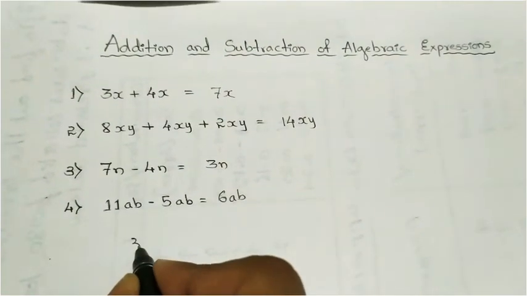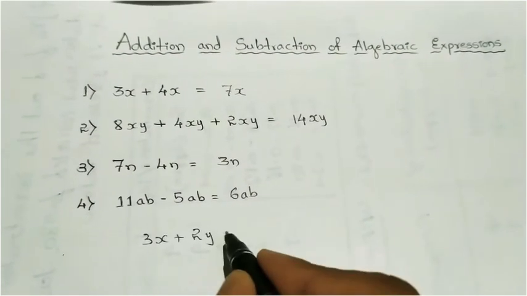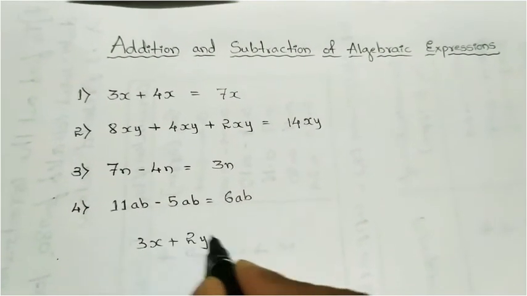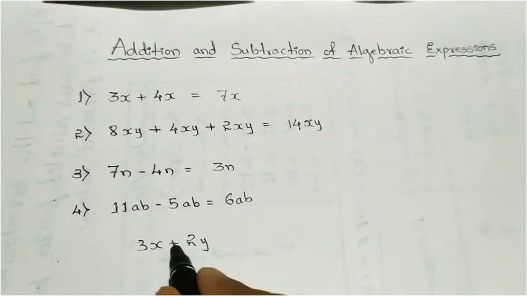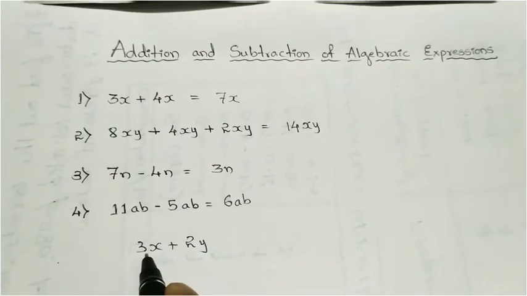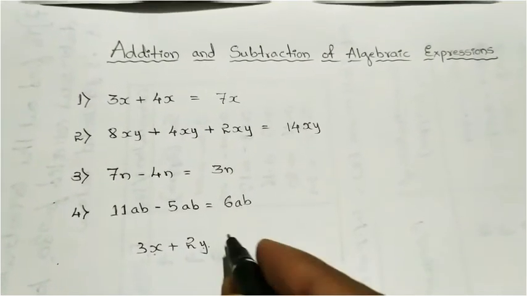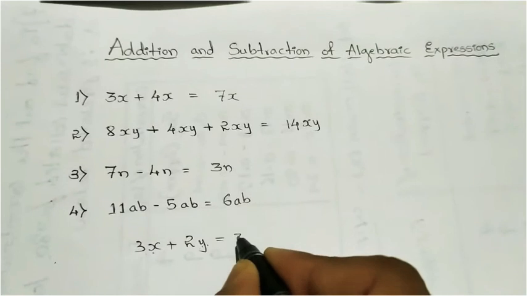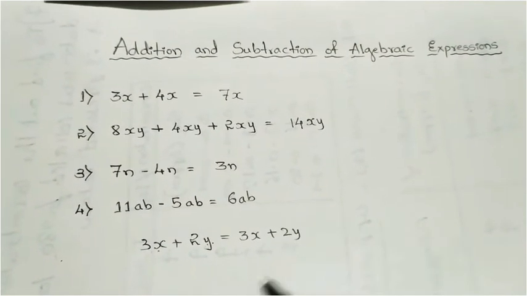Then what about 3x plus 2y? Is it possible to add? No, we can't add them like 3 plus 2 as 5. We have to keep it like that only, because here 3x and 2y, x and y, are unlike terms, so we can't add them. Just keep it like that only, 3x plus 2y.